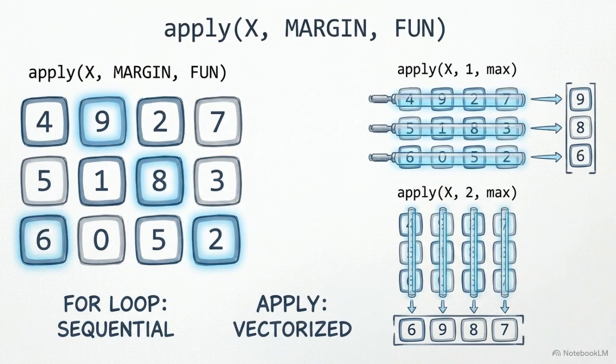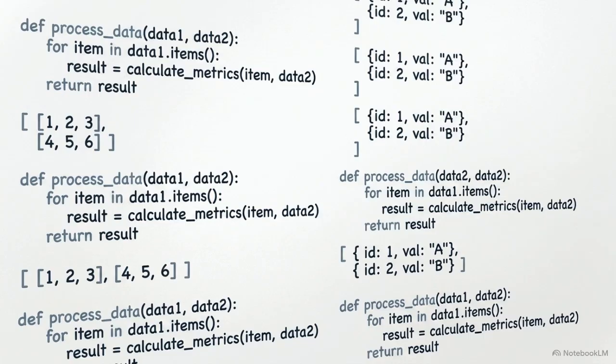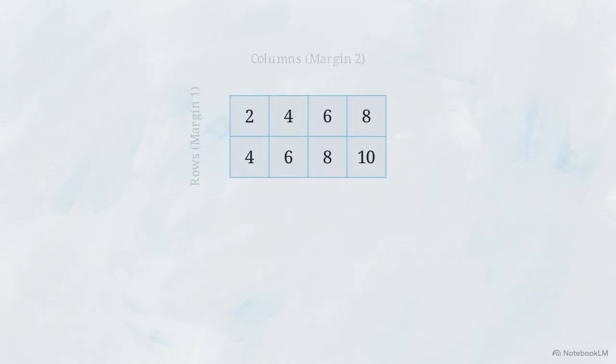By setting the margin argument to 1, we direct the function to calculate row by row, extracting the maximum value from each horizontal row. If margin changes to 2, the operation pivots. The function now runs vertically, pulling the maximum value from each column. Controlling how you explicitly target rows and columns with this indexing logic is the first step to writing clean, scalable R code.